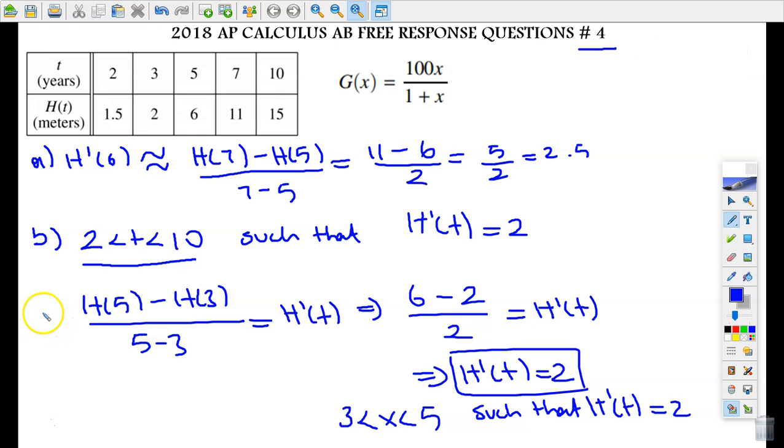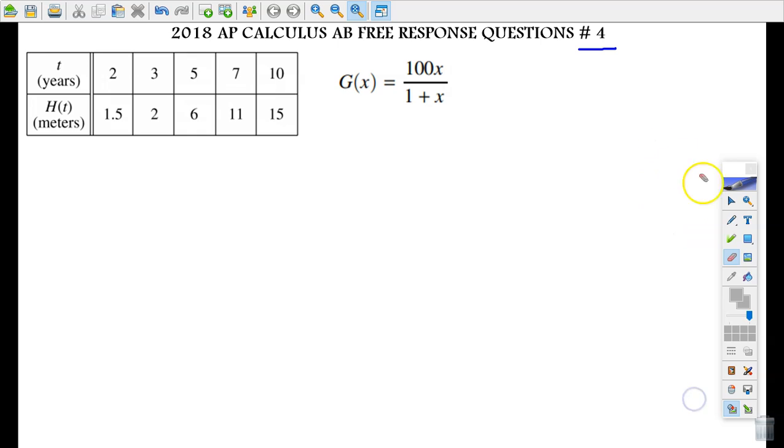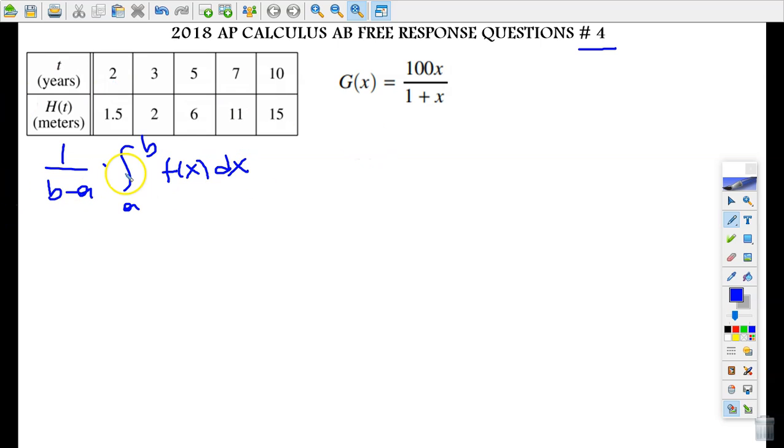In part C it says use a trapezoidal sum with the 4 subintervals indicated by the data in the table to approximate the average height of the tree. So we need to find the average height of the tree. Let's remember how to find the average value of any function. It's equal to 1 over b minus a times the integral from a to b of f of x dx. Now we're going to apply this formula and generalize it to the h function.